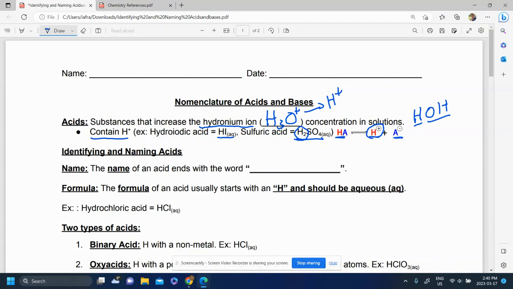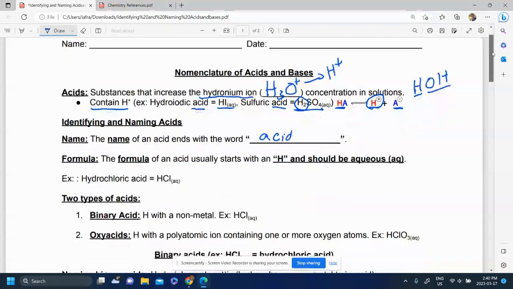So how do you identify acids? By name, it's easy because the name of the acid actually has the word acid in it. Hydroiodic acid, sulfuric acid. Okay, so no tricks there. If something is an acid, it will have the word acid in it.